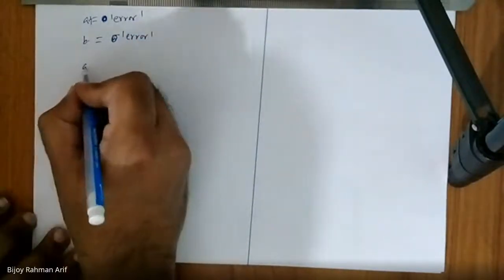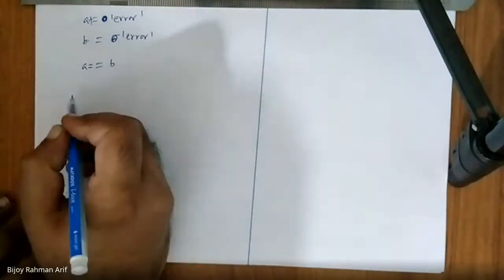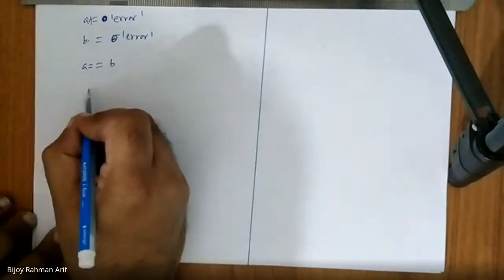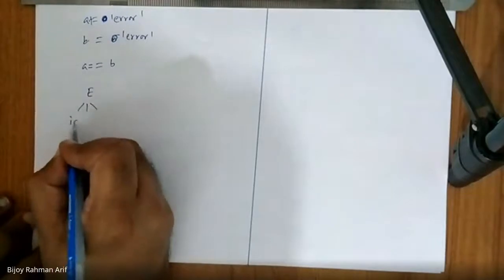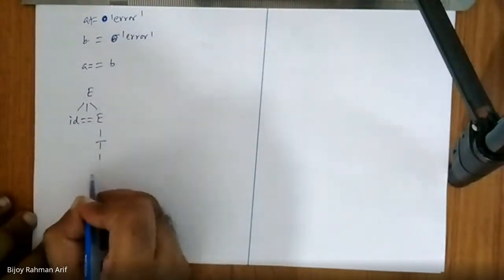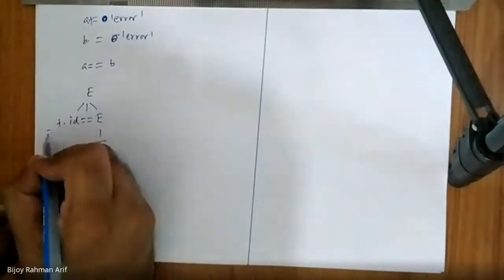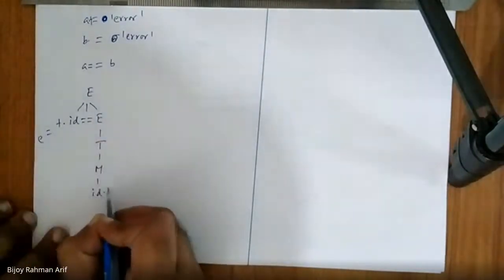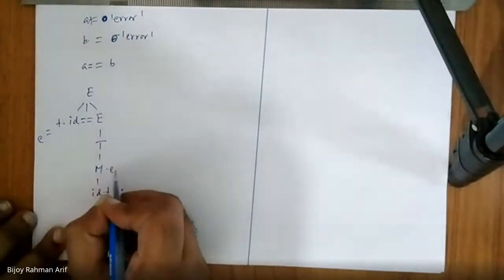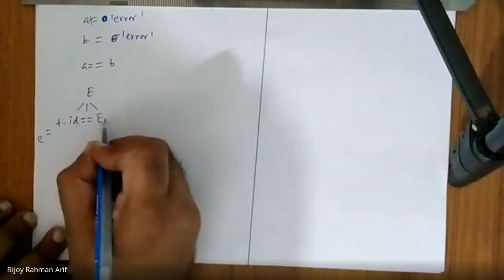Now if you want to compare A equal to B, then what happens? What is the parse tree? The parse tree again is like this. E derives ID == E, E derives T, T derives M, M derives ID. This one's type is nothing but error, this one's type is nothing but error. M.T is also error, T.T is also error, E.T is also error.